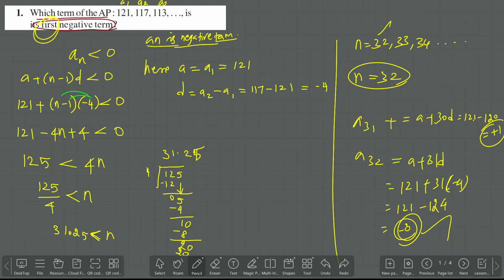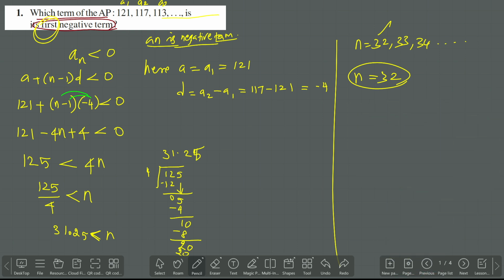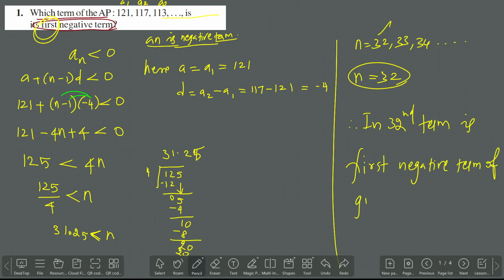Have you seen it? That is what they are asking. Where we are getting the first negative term in the AP, they asked it. We are getting it in the 32nd term. In the 32nd term, we are getting negative. That's why the N value is 32. This is for checking I gave. So therefore, the 32nd term is the first negative term of the given AP. This you have to do.